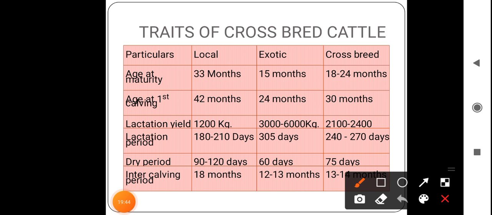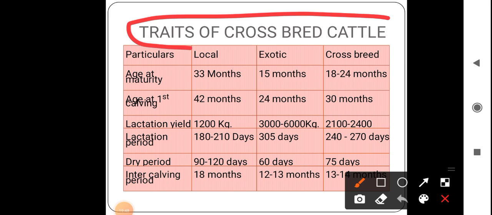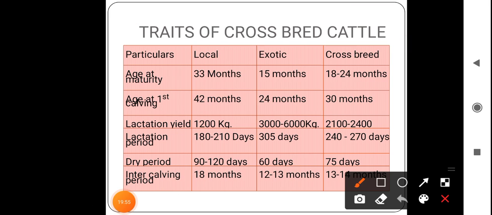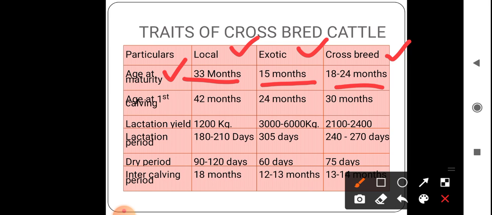So let us just discuss some traits of the crossbred cattle. Why are we going for crossbreeding, and what are the benefits of crossbreeding? You can just see here: age of maturity, local breed, exotic breed, and crossbreed. For age of maturity, in the local breeds maturity is attained at 33 months, exotic breeds 15 months, and if you crossbreed, 18 to 24 months.